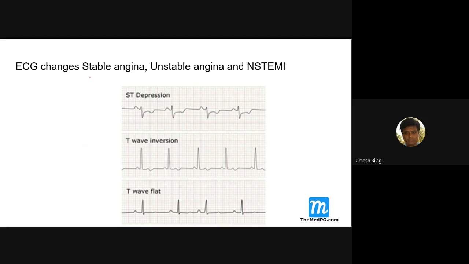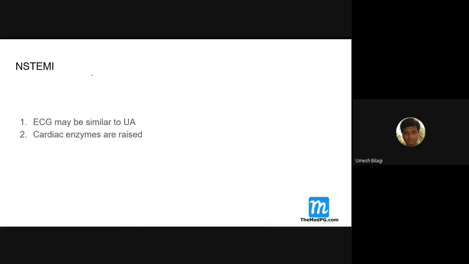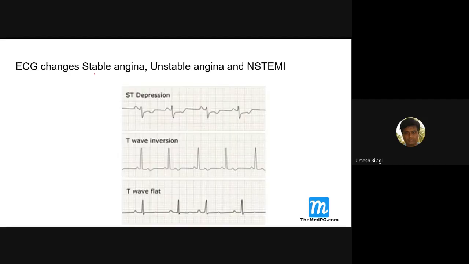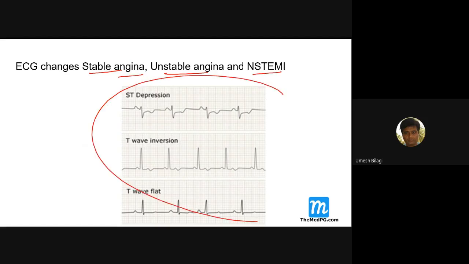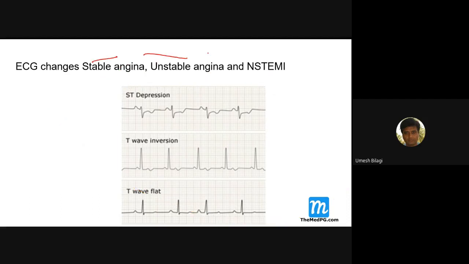Okay, now we'll come to the ECG. I think these people have understood the NSTEMI and all that. We'll come to the ECG manifestations of stable angina, unstable angina, and NSTEMI. The ECGs are more or less the same. The only difference is the clinical picture. The difference between stable angina and unstable angina is the clinical picture. These are stable patients, these are unstable patients. If there is associated enzyme elevation, then it becomes an infarct.